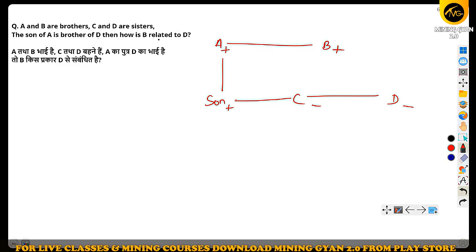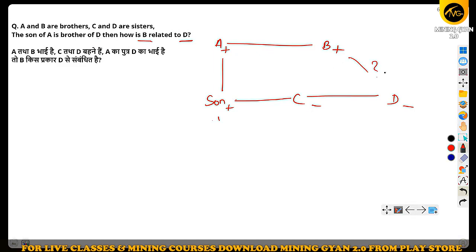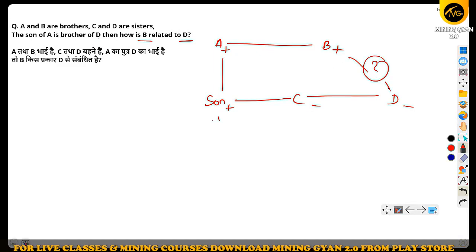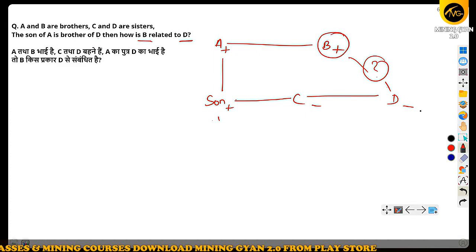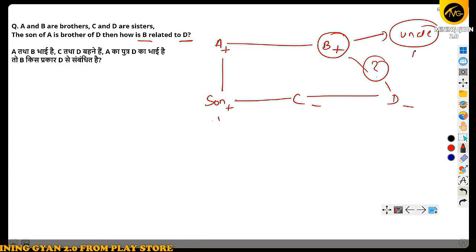Then how is B related to D? This is the question. So we have to find out who is B for D. Basically, because A's son and D is brother of this son, that means he will be uncle. Again the answer will be uncle. B is uncle of D.